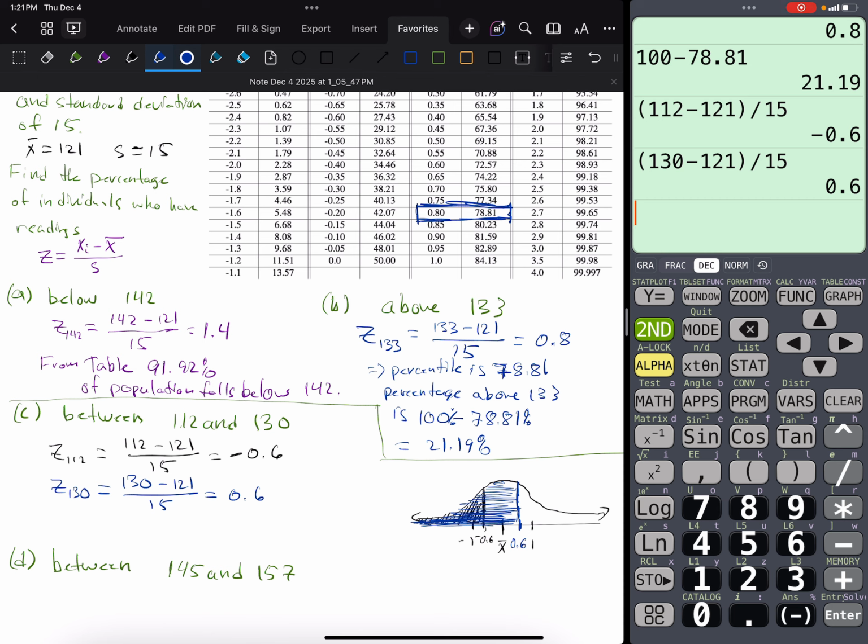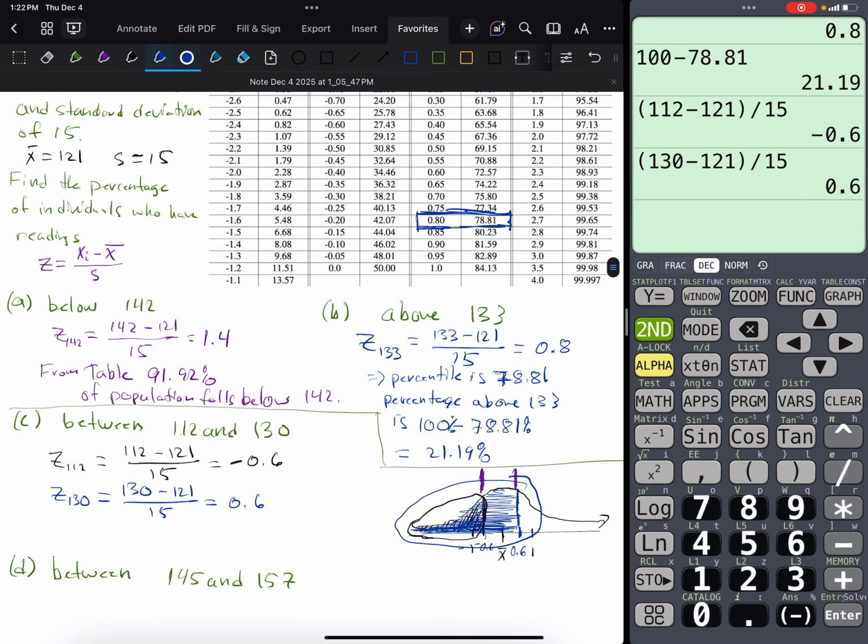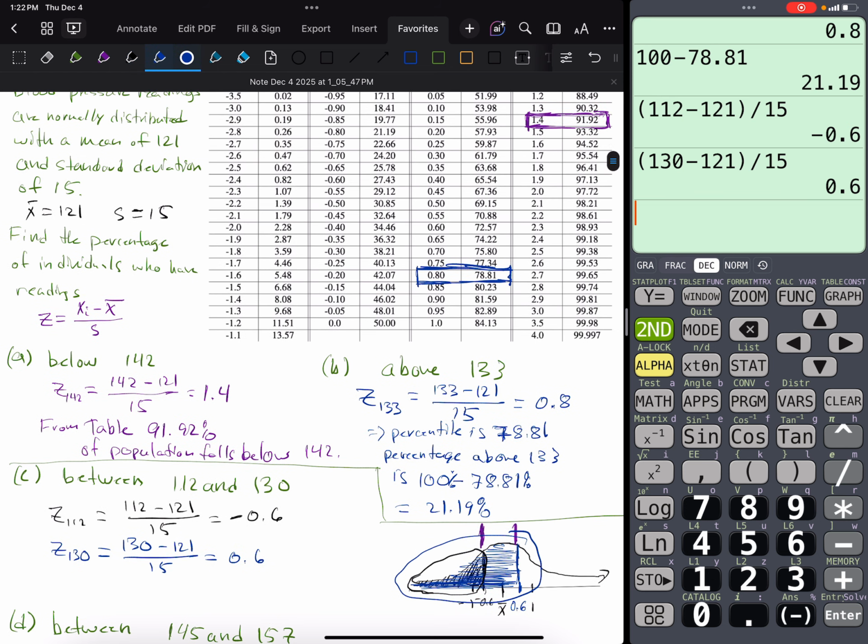And so what I'm really looking for is the area between those two readings, right? And so the way I'm going to find the area between those two readings is I'm going to take the blue area, this entire blue area, and I'm going to subtract that black shaded area from it, which will just leave me with the area between those two purple lines. Well, that's the same thing as saying what's the percentile of my z-score, which is 0.6.